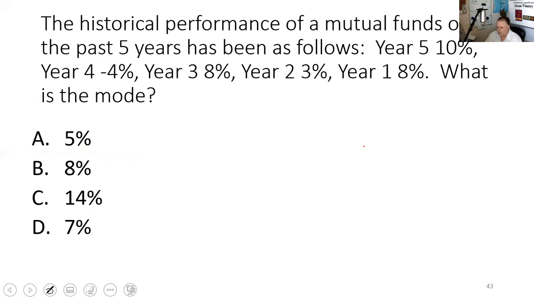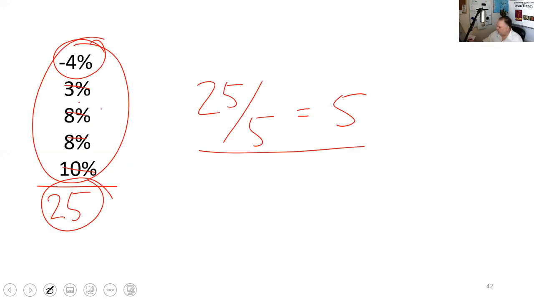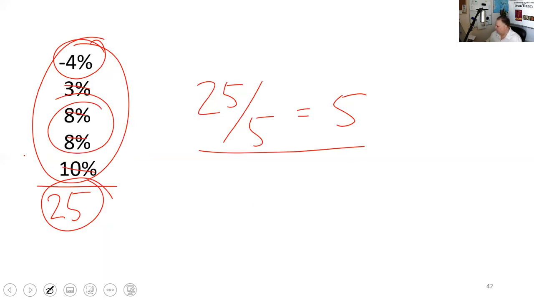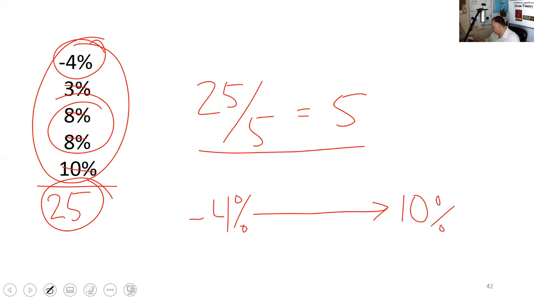All right, what's the mode? So now the mode, remember, is the number that occurs most often, and that was 8%. What is the range? Well, if we go here on the range, here's our -4% and a positive 10%.